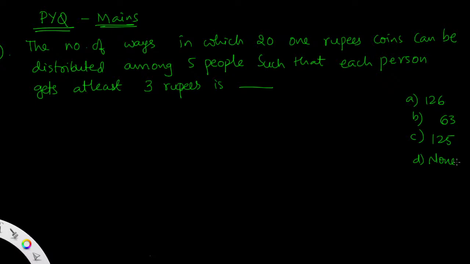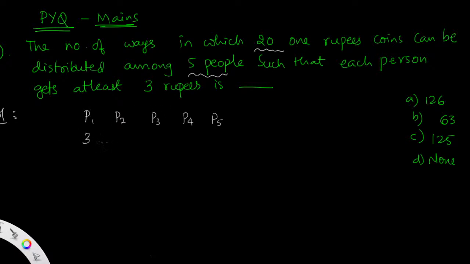By the formula we can apply n plus p minus 1 C p minus 1. We have to write our problem for our convenience by using the shortcut beggar's method. Number of coins are 20 coins and number of persons are 5 people. Let us take the 5 persons as P1, P2, P3, P4 and P5. So the question is given that each person gets at least 3 rupees.